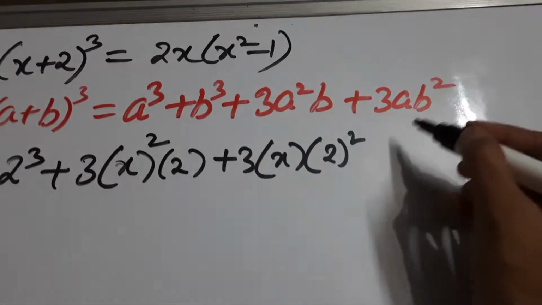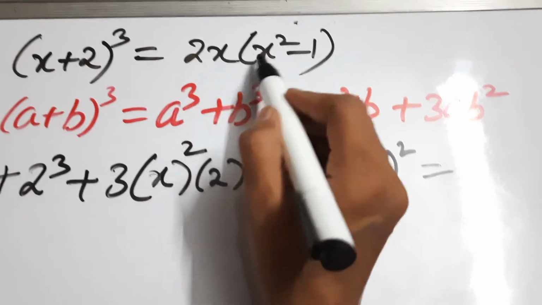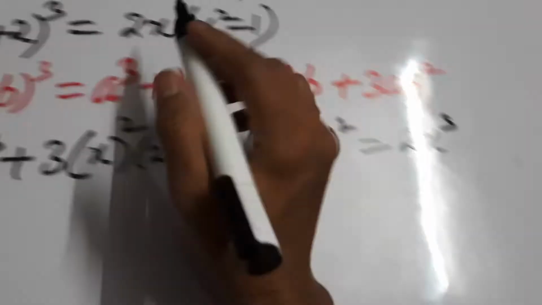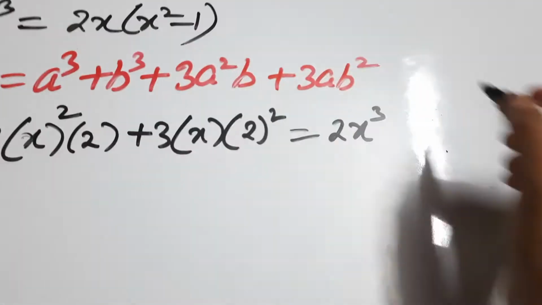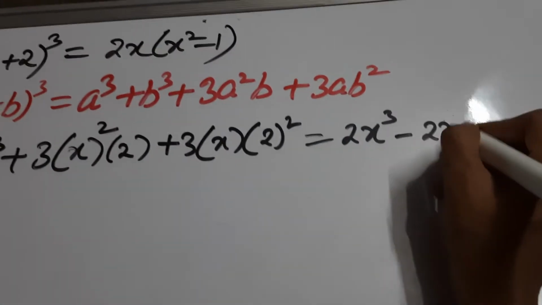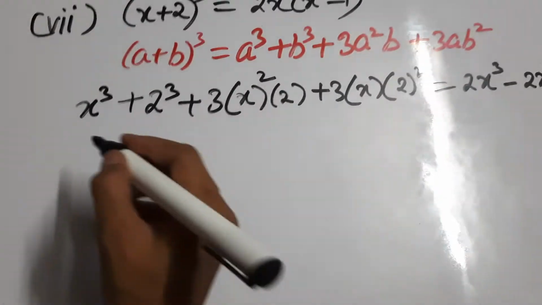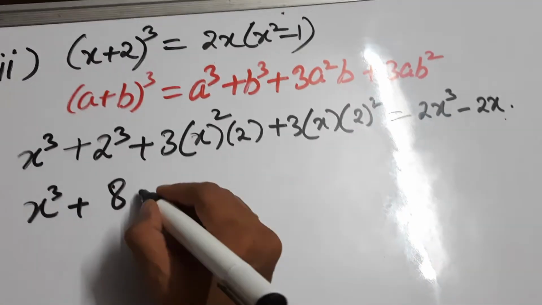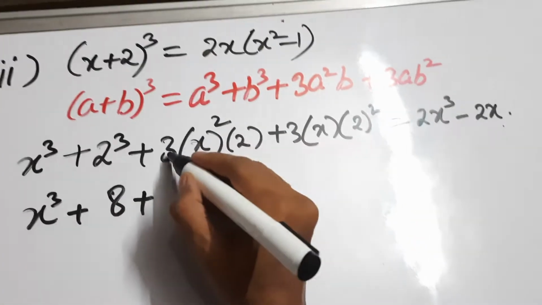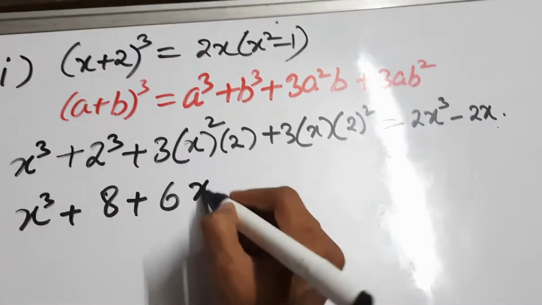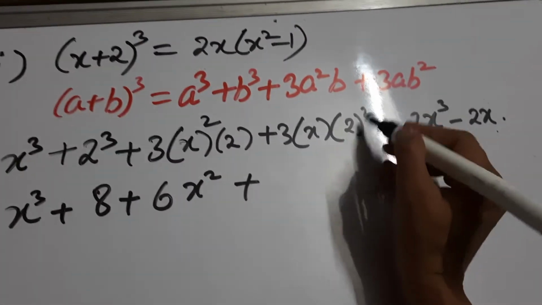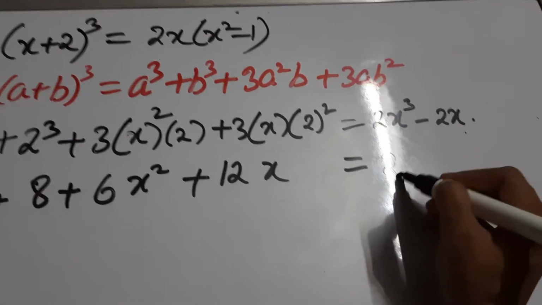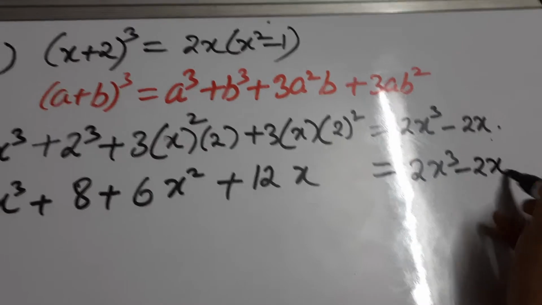On right hand side we will use distributive property. 2x multiplied by x square, x into x square, x cube, 2x cube, plus minus minus 2x into 1 is 2x. So let us solve it. x cube plus 2 cube is 8, plus 3 2s are 6 x square, plus 2 square is 4, 4 3s are 12x is equal to 2x cube minus 2x.